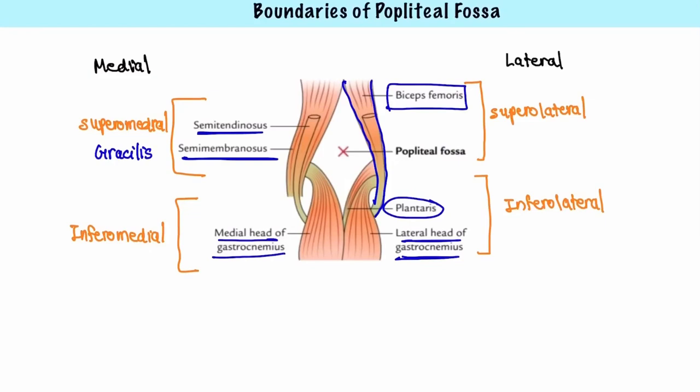Now let's revise. On the superolateral side, there is biceps femoris muscle. On superomedial side, there is semitendinosus and semimembranosus. On the inferolateral side, there is lateral head of gastrocnemius and plantaris. And on the inferomedial side, there is medial head of gastrocnemius.